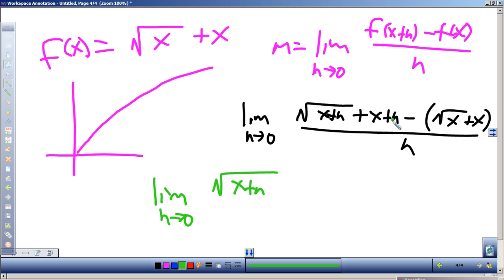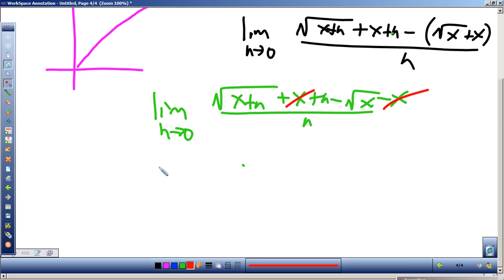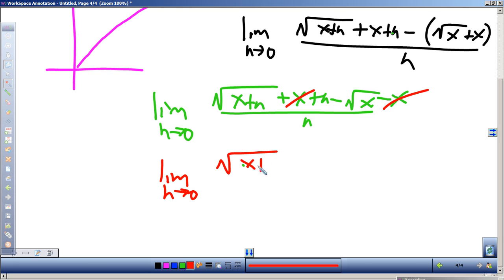So we have the limit as h goes to 0 of square root of x plus h, and notice this x here is going to have, so x plus h minus square root of x minus x. Again, our x's are going to cancel here, all over h. Should have a plus. So at this point we have the limit as h goes to 0 of square root of x plus h minus square root of x all over h.